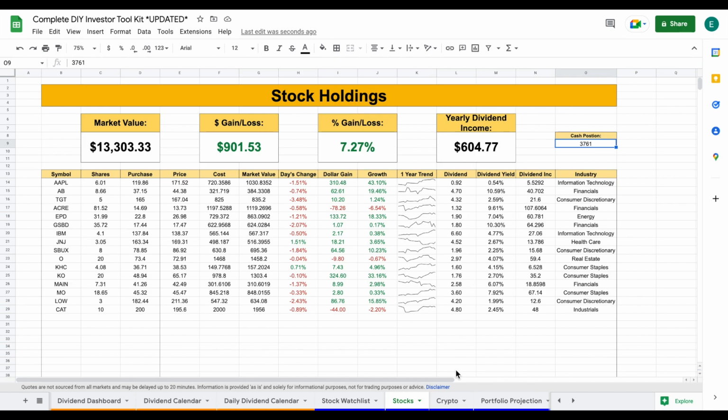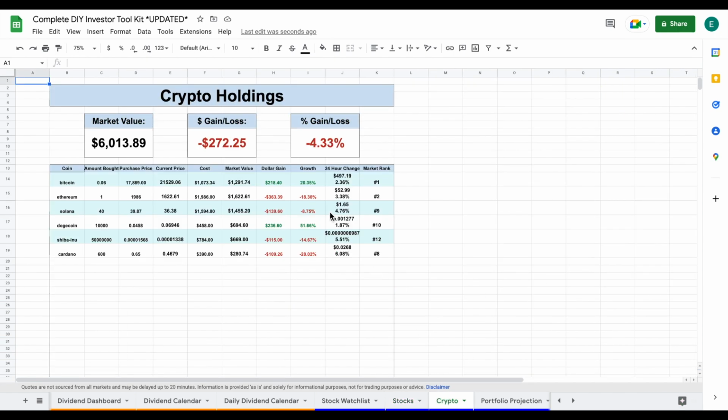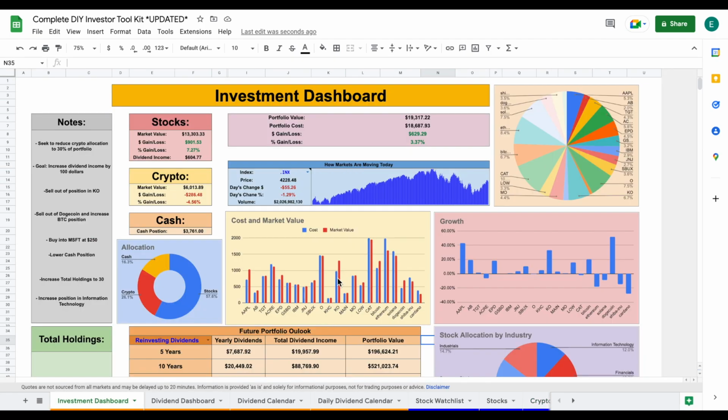Now, if we jump over to our crypto, it's kind of the same scenario. All you have to do is plug in the crypto that you have invested in, and you're going to be able to track all of that data automatically. So you can see just how easy it is to add a stock or crypto to your portfolio and for it to be automatically tracked. So if we jump back over to our investment dashboard, we can see all of this will be updated automatically based off what we put on our stock and crypto breakdown. Now let's go ahead and keep moving forward.